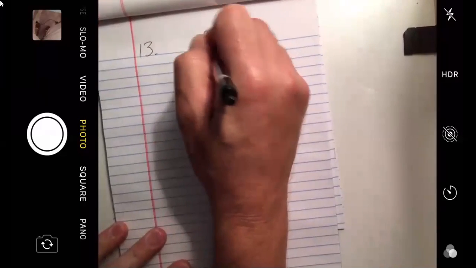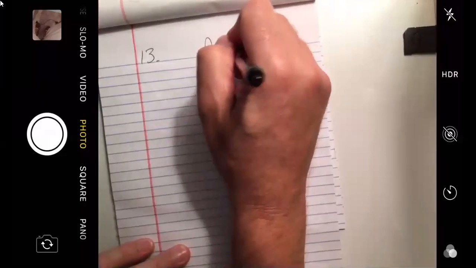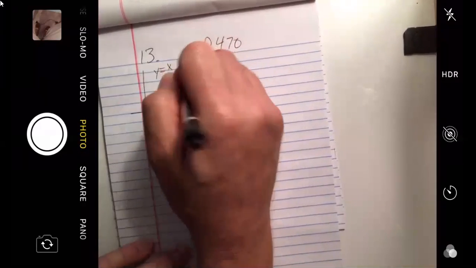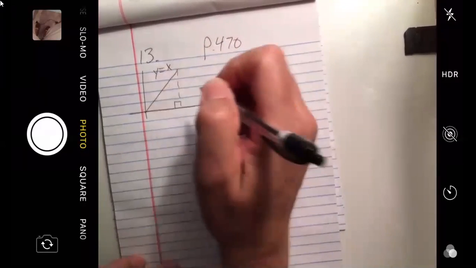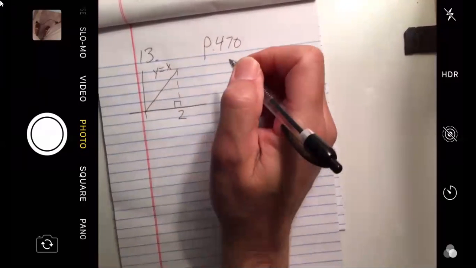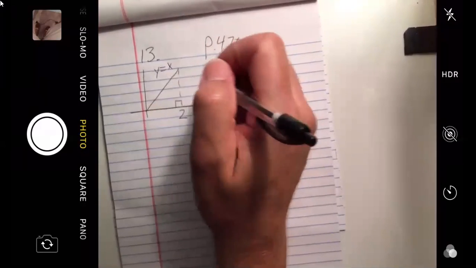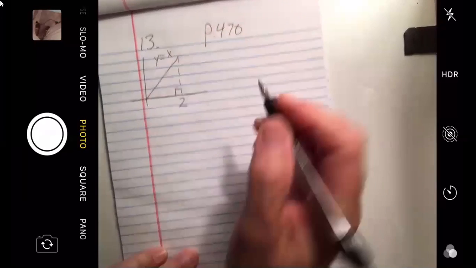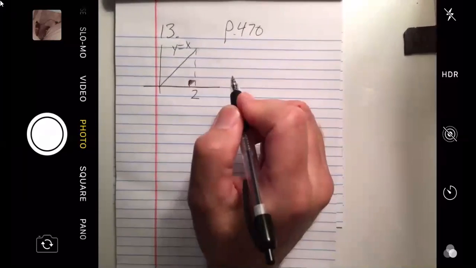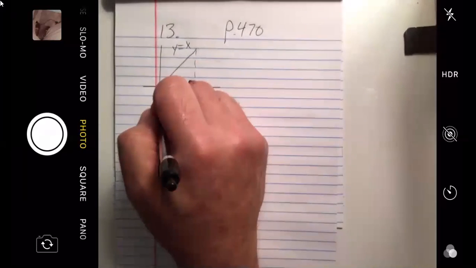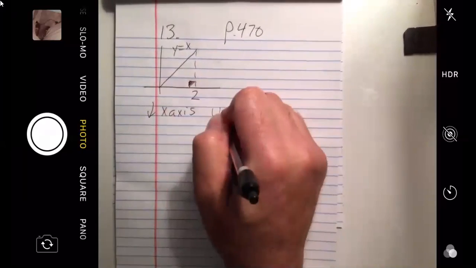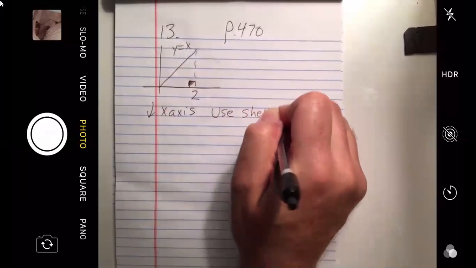This is still off page 470. Exactly the same region, y equals x. I don't know why I drew a right triangle. You don't have to have a right triangle. I guess because I just got out of trigonometry. You don't have to have a right triangle there. But you're going from 0 to 2. Okay. So we're going around the x-axis. They tell you to use the shell method.